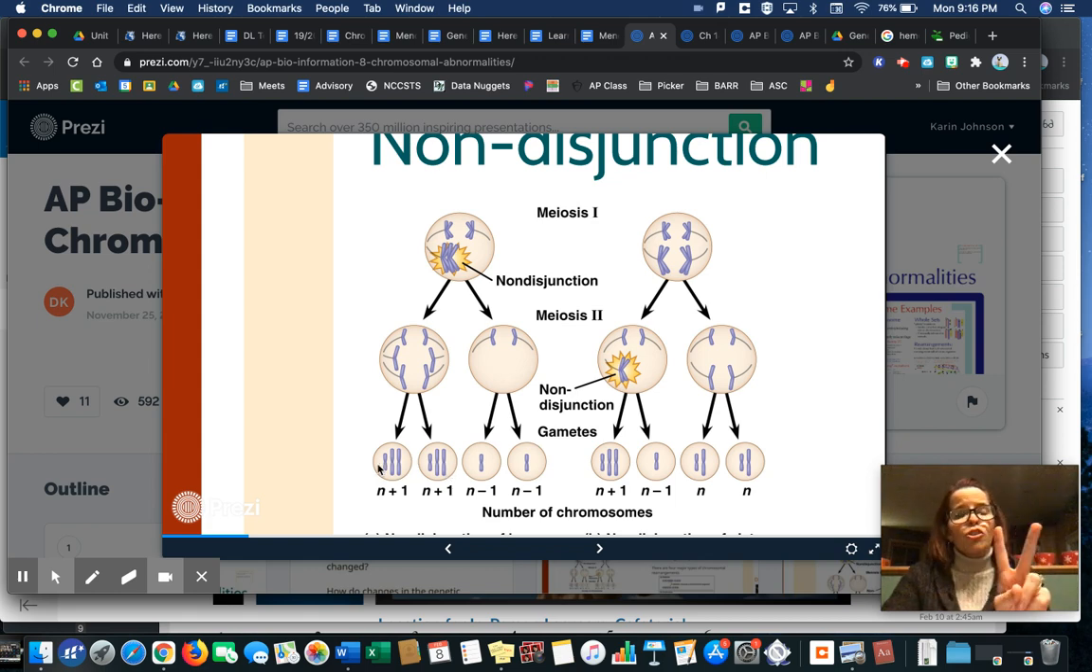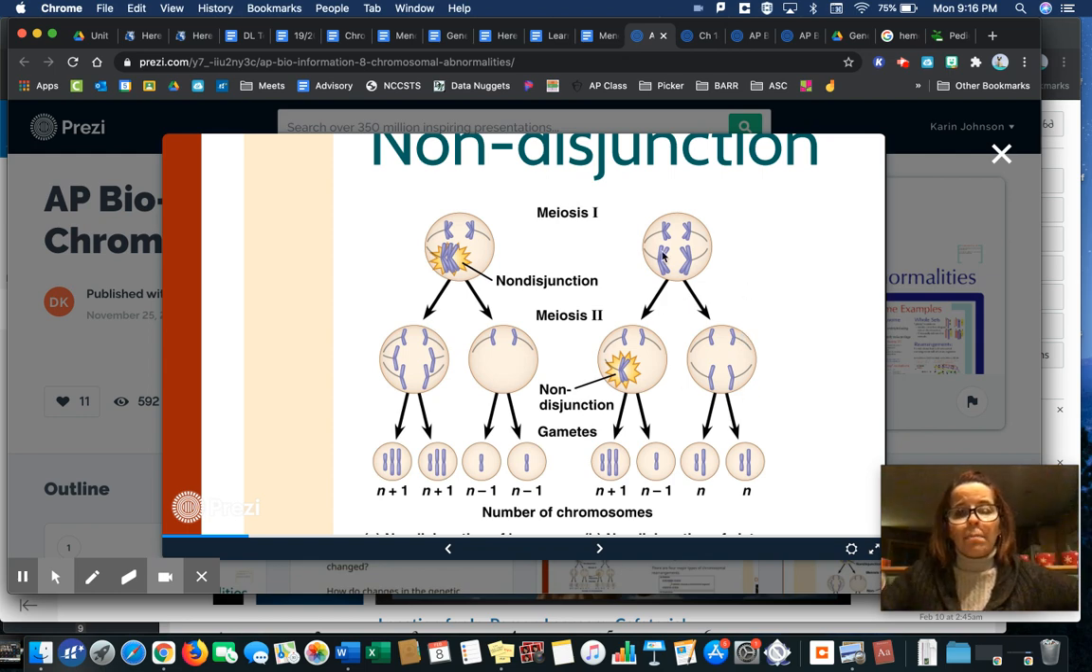They're supposed to have 2 because the original cell had 4. So they have 3 in them. They have an extra one, and these are all missing one. So that's one form of non-disjunction. The other form of non-disjunction, instead of taking place during meiosis 1, can take place during one of the cells' meiosis 2. So notice that this developed correctly.